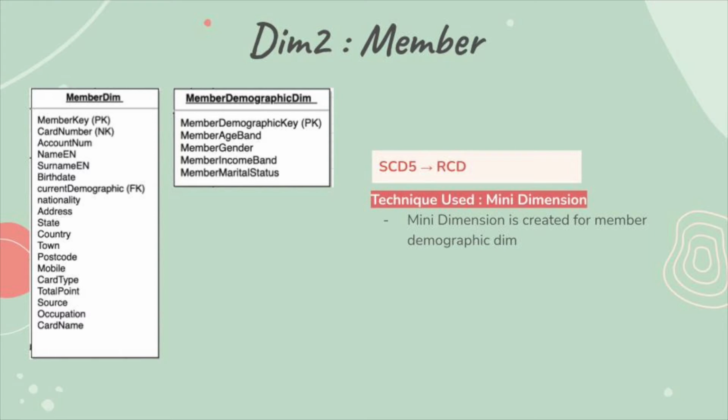Therefore, an additional dimension called member demographic is created as a mini dimension. When a new row is inserted into a fact table, both the member key and the member demographic key will be created. The member demographic key in the fact table represents the member demographic of when that transaction happened. But if we want to know the current demographic of a member, we can use the current demographic key.